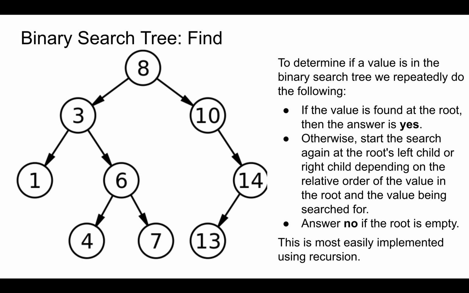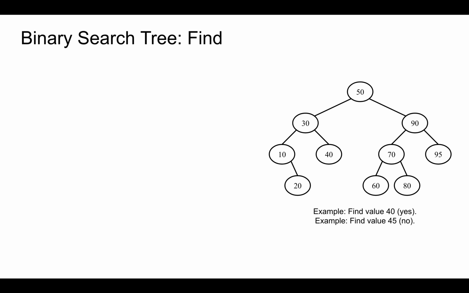And so this is most easily implemented using recursion. We see that we are essentially doing the same steps over and over. We start here, we look at the left or right child if the value is not at 8. And then we go here again, is the value equal to 10? If not, we look at the left or right child, and so on. So we're repeating an action, and so it can be implemented using recursion. Let's first look at an example and then talk about the pseudocode for this.